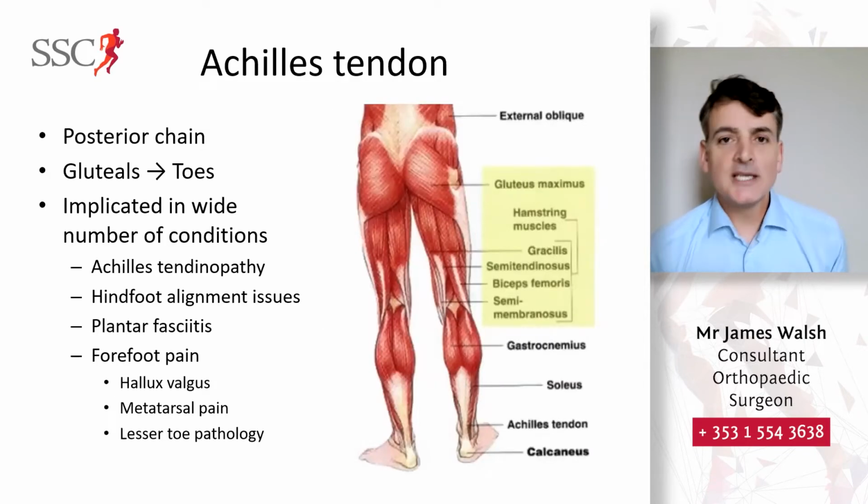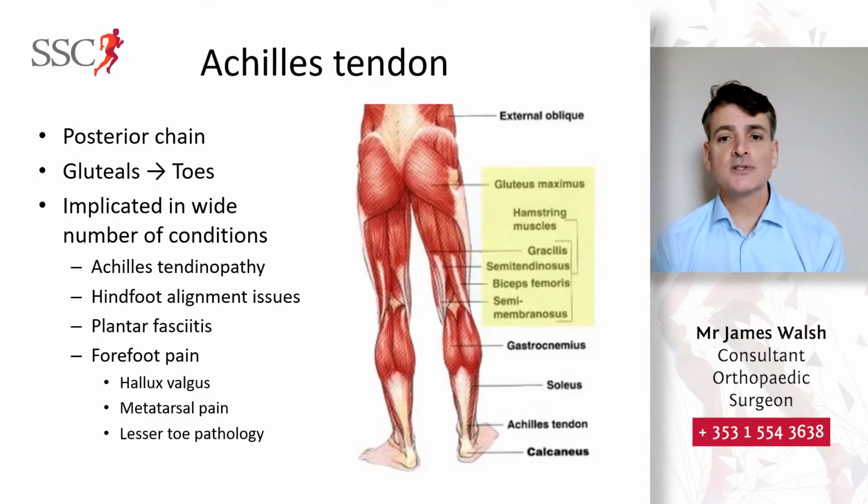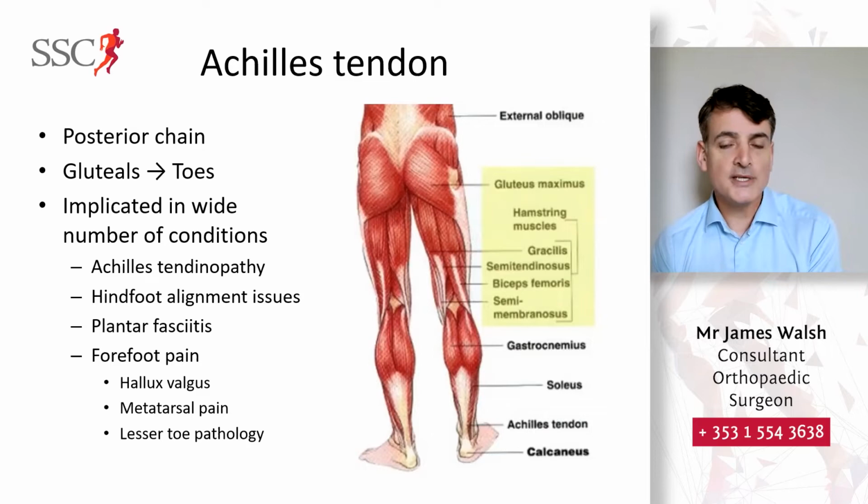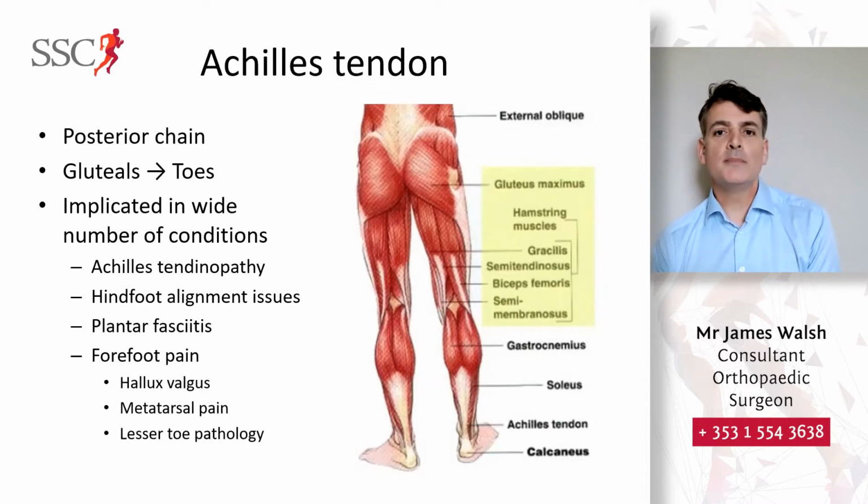You can't talk about the Achilles tendon without talking about the posterior chain, or the posterior kinetic chain, as we often refer to it. And that goes from your gluteals, the biggest muscle in our bodies, in our backside, then our hamstrings, then the gastrosoleus complex, as we refer to those muscles. This then becomes the Achilles tendon, sweeps down the back of your heel to become your plantar fascia. So it's all connected in one big long chain, and we call it the posterior kinetic chain.